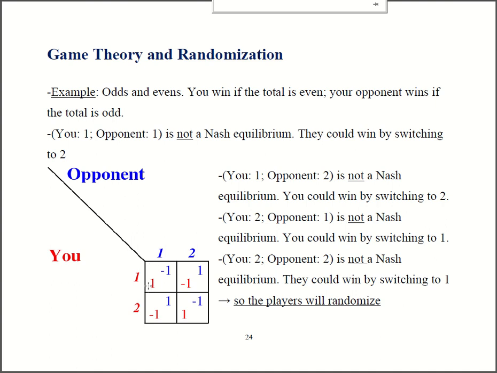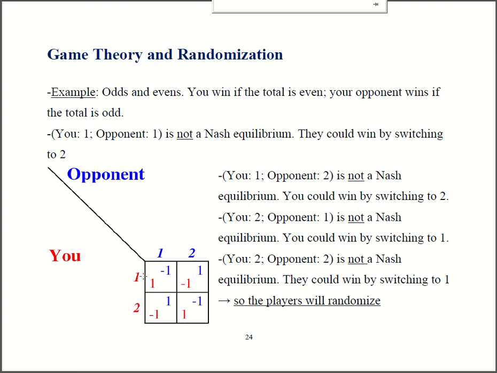You get a payoff of +1. Your opponent, though, has lost. They're getting -1, and this outcome is not stable. Your opponent could switch to playing 2, and now they would win. So if your opponent could get a higher payoff by changing strategies, this outcome is not stable. It's not a Nash equilibrium.